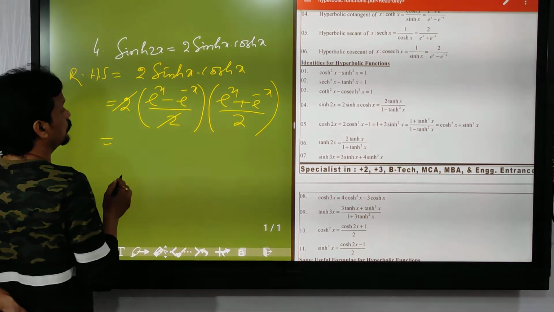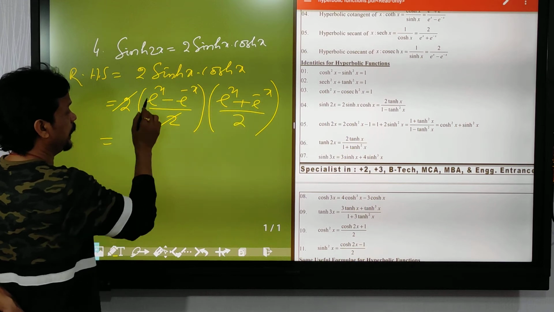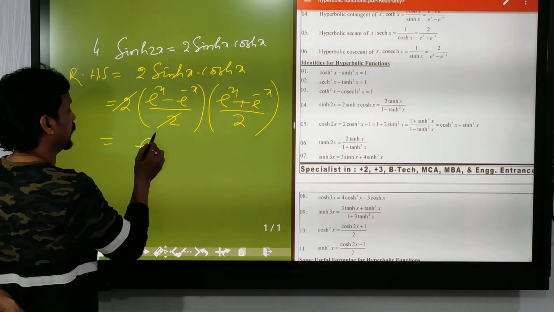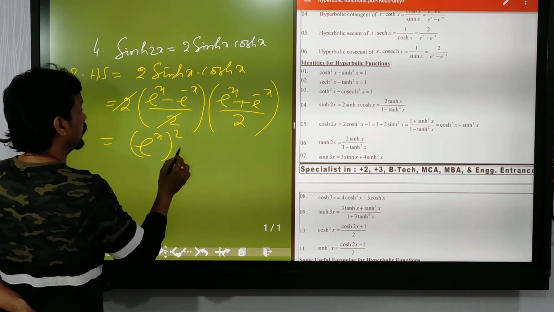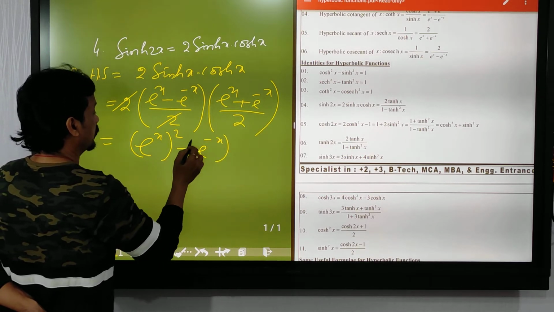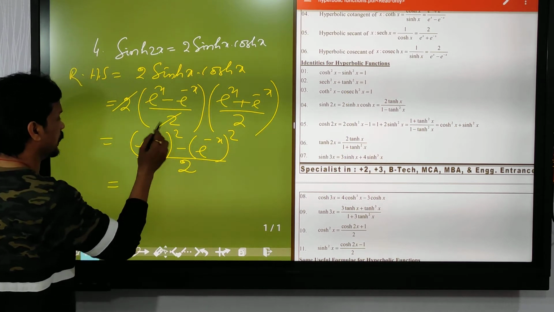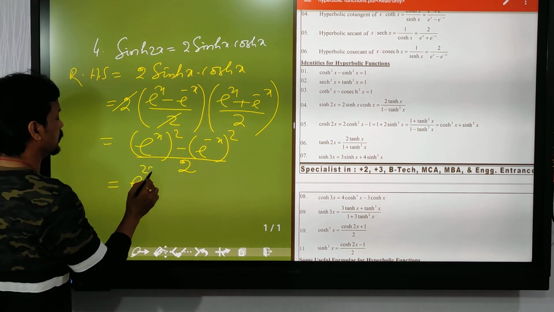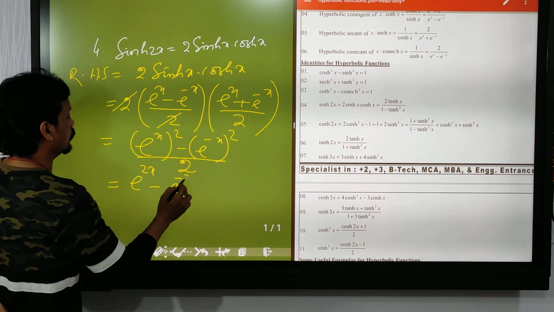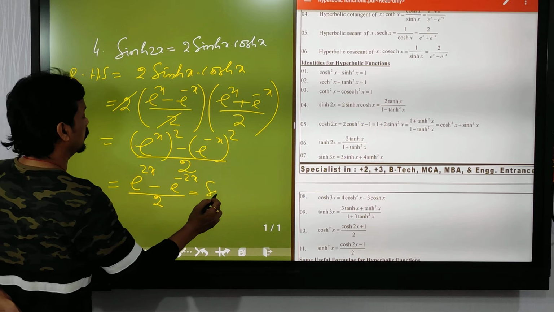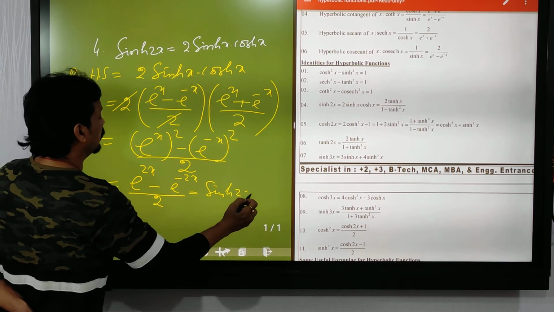Okay, now a minus b times a plus b, a minus b times a plus b is a square minus b square. So e to the power x whole square minus e to the minus x whole square divided by 2. And this one I can write as e to the power 2x minus e to the minus 2x divided by 2. This is nothing but sine hyperbolic 2x.